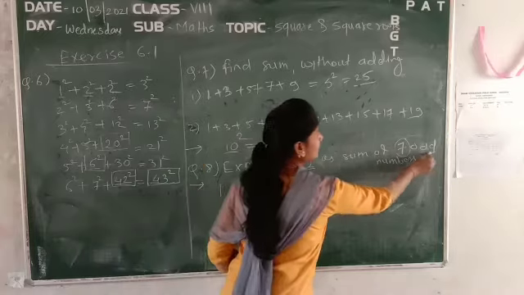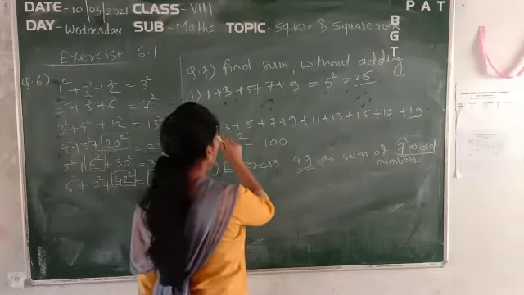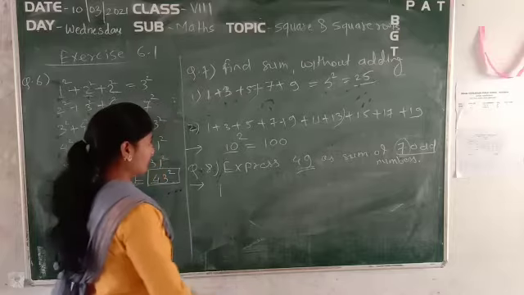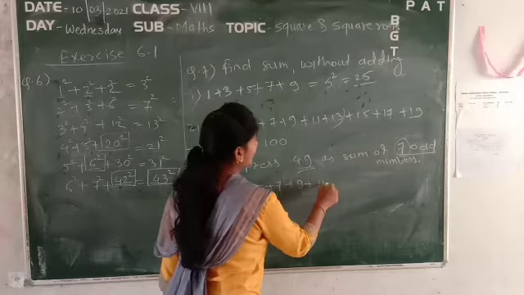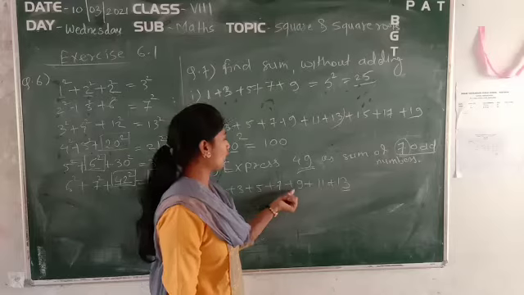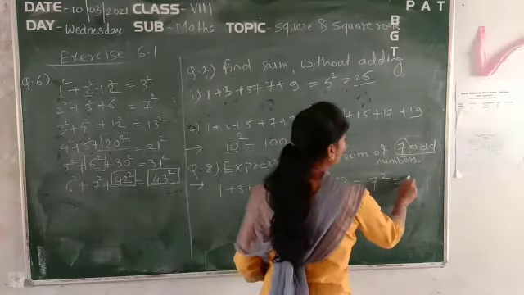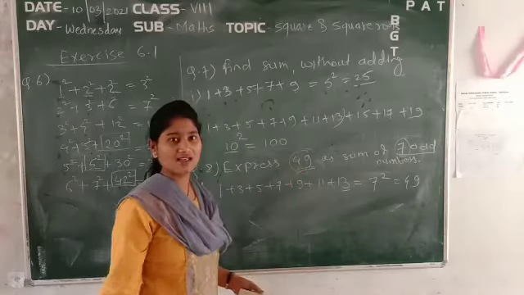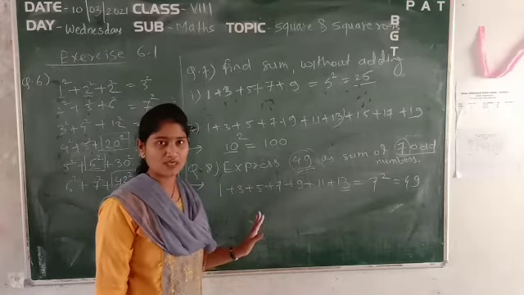How many odd numbers? You have to write down 7 odd numbers, that is 1, 2, 3, 4, 5, 6, 7. Up to 13 we have to write: 1 plus 3 plus 5 plus 7 plus 9 plus 11 plus 13. How many odd numbers are there? 1, 2, 3, 4, 5, 6, 7. So it is the square of 7. What is the square of 7? It is 49. So see, we got our final answer, 49. In the same way, you have to do the second question. Will you be able to do it?